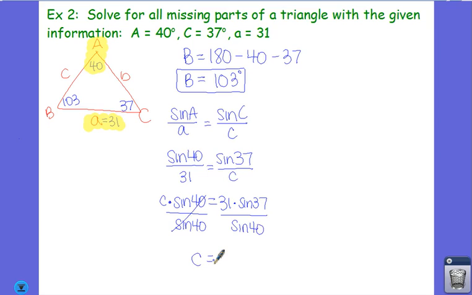So pick up your calculators. Type in 31 times sine 37, close parentheses, divided by the sine of 40. And hopefully you get 29.0. So I'm going to put that over here on my C side.